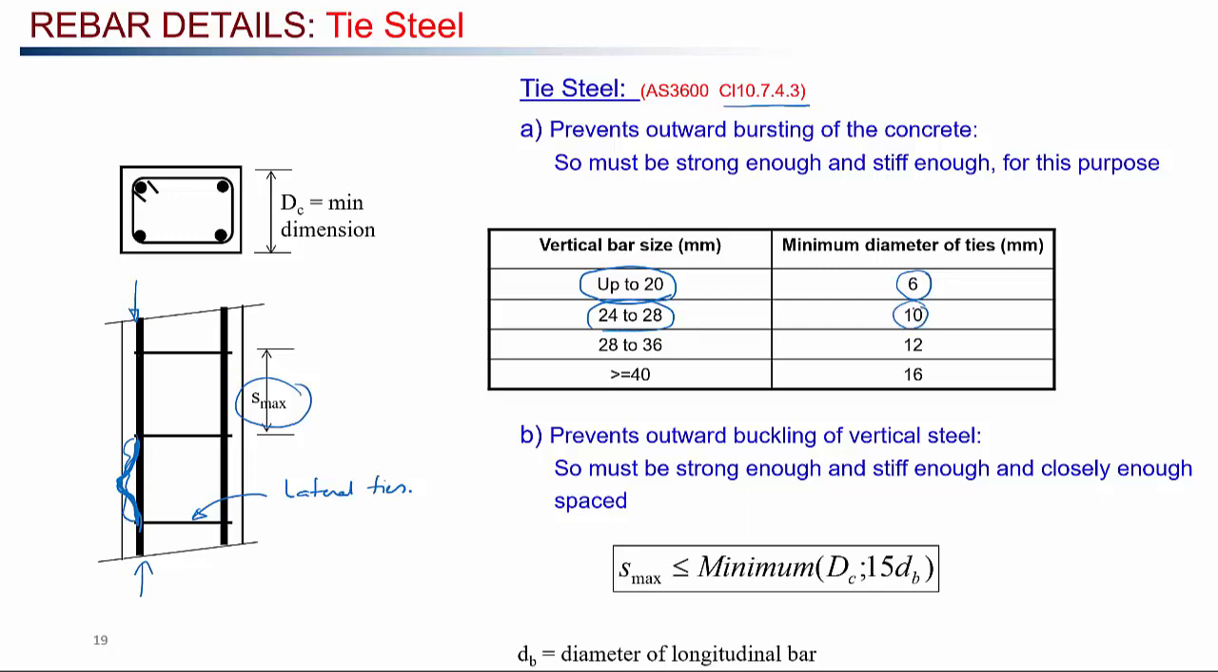And to prevent the buckling of the longitudinal reinforcements, the maximum distance between the lateral ties, that is S max, should be smaller than Dc, that is the minimum dimension of the column, or 15 times the diameter of the longitudinal bar. So that will give you the maximum distance between the lateral ties that you can provide.